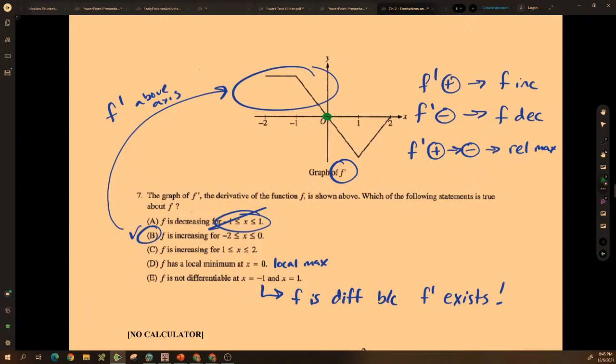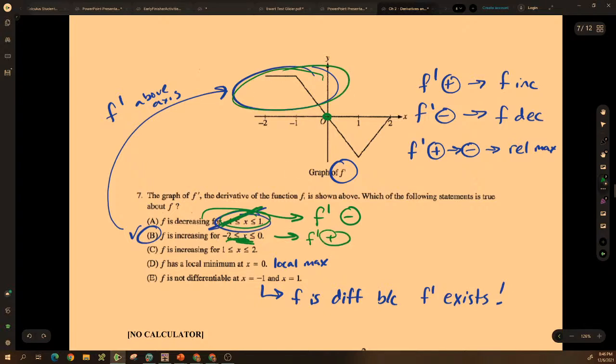So f is decreasing would match with f prime is negative. Well, f prime is negative between 0 and 2. So this is wrong because the interval is wrong. Next, we have f is increasing, right? That's f prime above the axis, positive, for negative 2 to 0. And when I look, yeah, that matches up. Now, I like to just read through C, D, and E just to make sure that they are, in fact, wrong. But my guess is that it's going to be choice B.